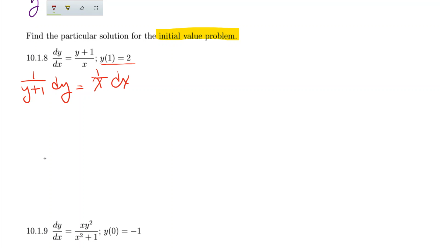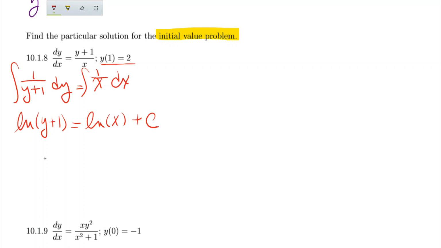So let's integrate. The integral of 1 over the stuff is going to be the natural log of the stuff. Now I don't need to do substitution with this one because the derivative of y plus 1 is just dy, so I can get away with cheating on that one. But if you need to see that step, you should totally do that.